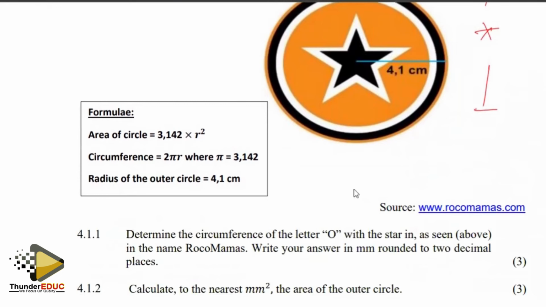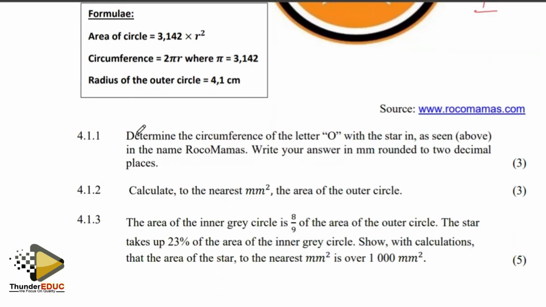They have even gone ahead to tell you that the radius, because this is a short distance from up to here, the radius is 4.1 centimeters. Okay, they're asking us, determine the circumference of the O with a star as shown above in the Rock Mama emblem. Write your answer in millimeters, rounded to two decimal places. I want you to understand this.